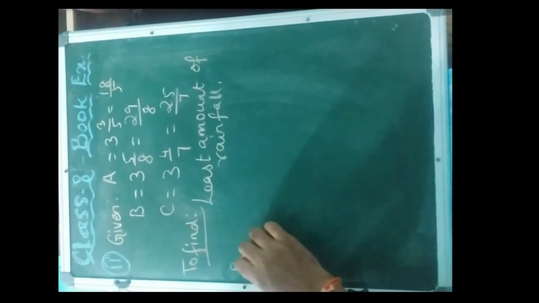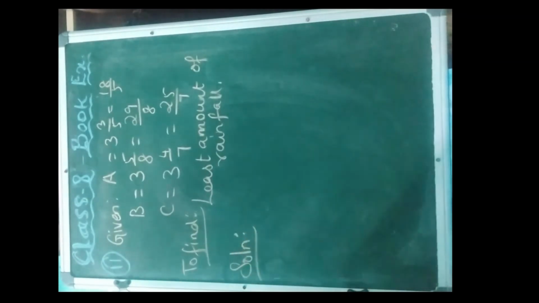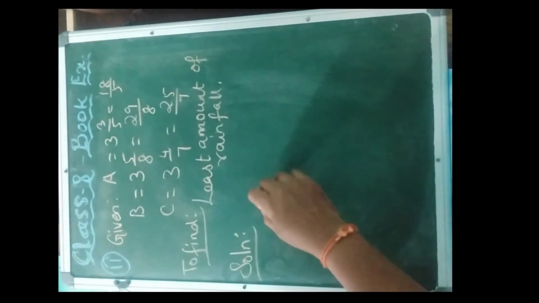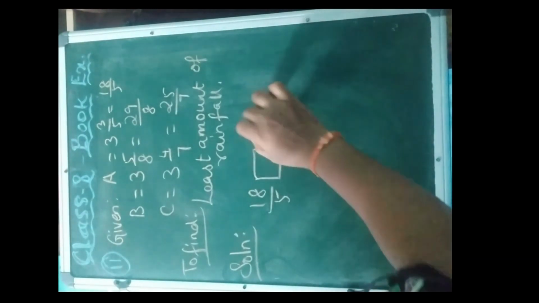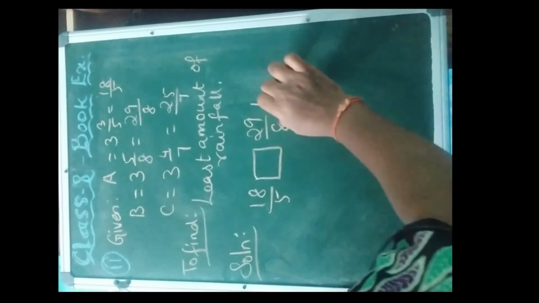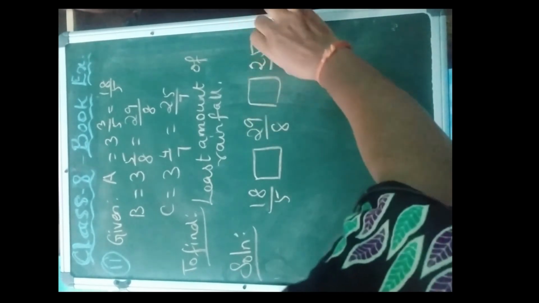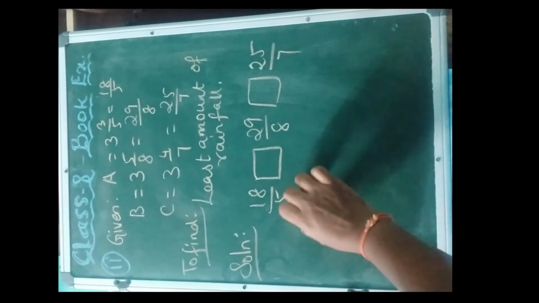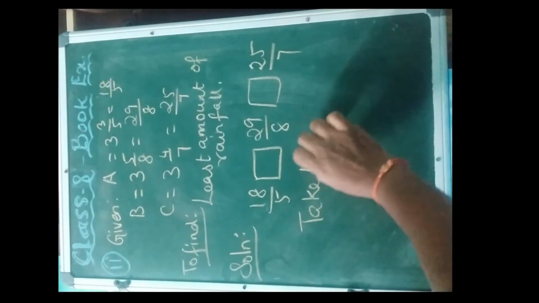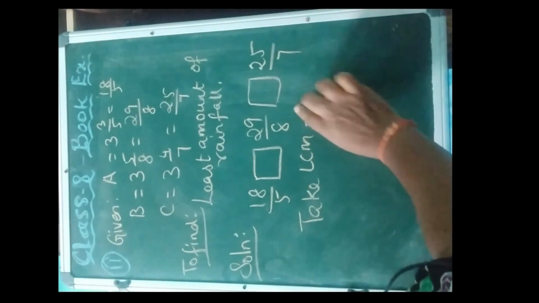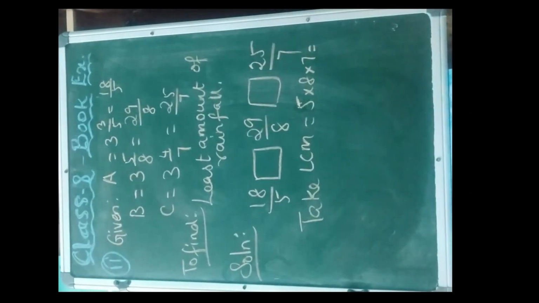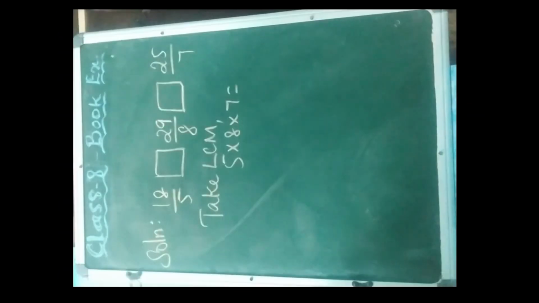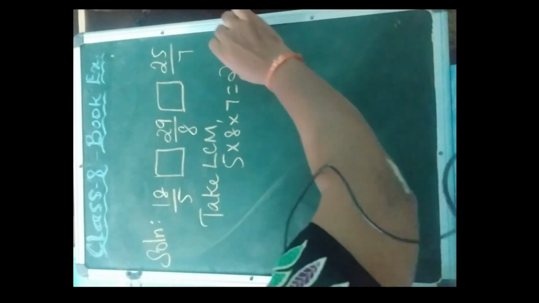So what is the solution? Here you need to compare A, B and C. So what is A here? 18 by 5. You need to compare 18 by 5, 29 by 8 and 25 by 7. So here the denominators are not the same, so you need to take the LCM. You need to multiply 5 into 8 into 7. Since all these are prime numbers, there is no other option. So the LCM here is 280.